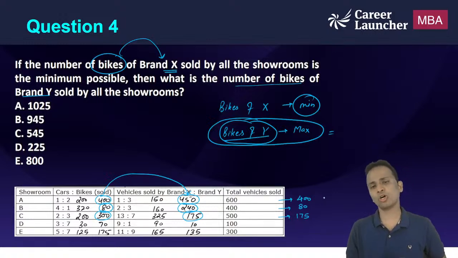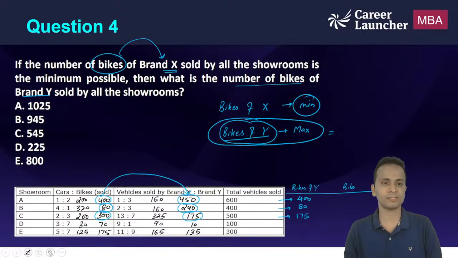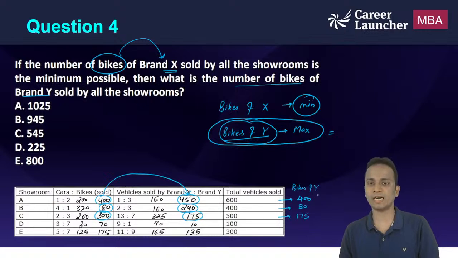Now correspondingly, let's write the bikes of brand X also. So these are bikes of brand Y, right? Correspondingly, let's write bikes of brand X. This should be visible to all of you. Wait. Okay, so along with this, I will write brand X here too.